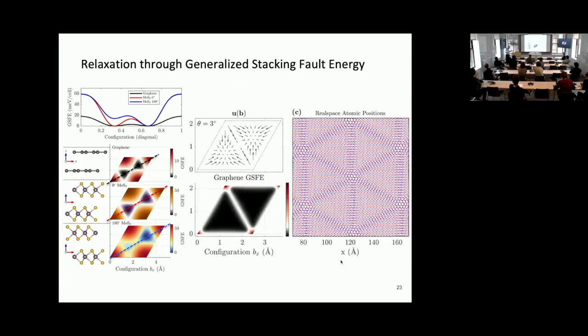And this is in configuration space, and we can translate this back to real space, which now produces these relaxed atomic configurations. So here are the large triangles, here are the small circular or hexagonal regions, and here are the domain boundaries, all produced by this relaxation mechanism.